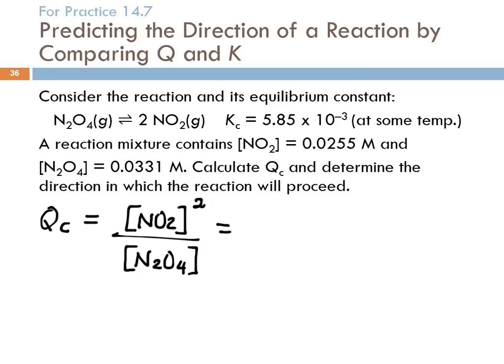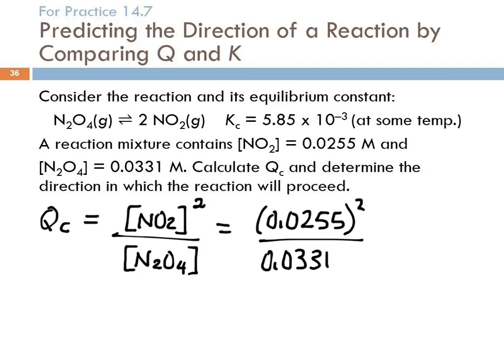So this is the mixture that was originally put together. So we've got 0.0255, that's squared, divided by the concentration of the other one. I'm coming up with 0.0196. Anybody else? Okay.